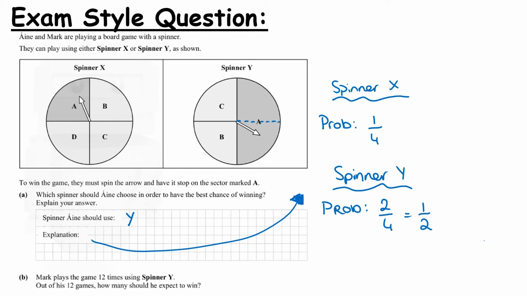Mark plays 12 times using spinner Y. Out of how many of the 12 games would he expect to win? Well, this is like expected frequency, so he'll expect to win. So probability, so that's a half, multiplied by 12, so he'll expect to win half the time, which will be 6 times.